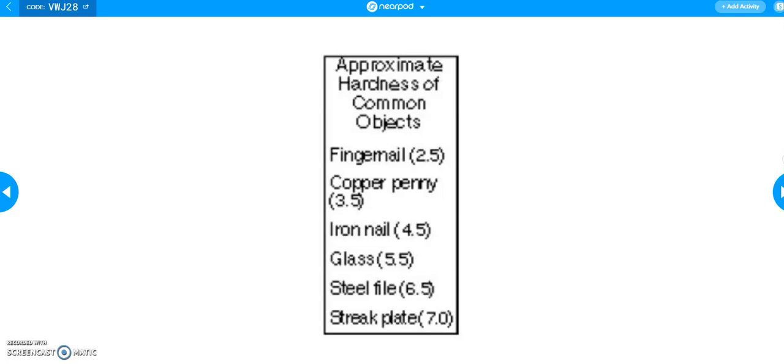An iron nail has a hardness of 4.5. Glass is 5.5. Steel file, or any piece of steel, is around 6.5. And your streak plate is 7. These you all want to memorize. So I'm going to be providing this image along with some other materials on the Google Classroom. You can please take a look at that later.